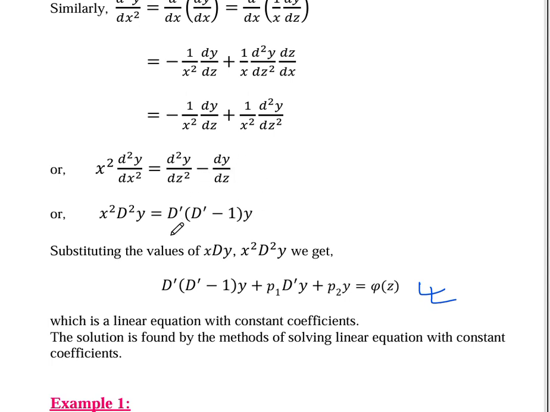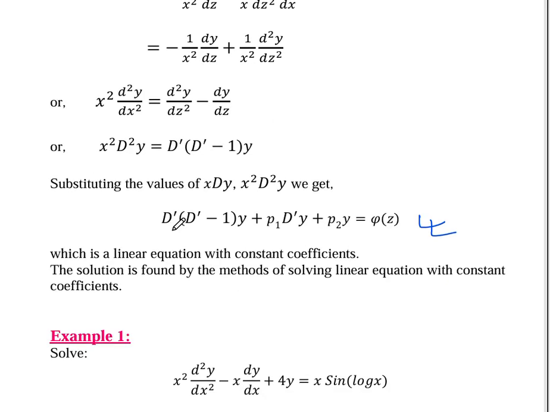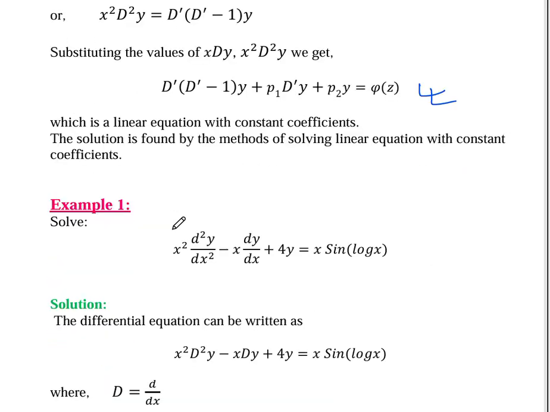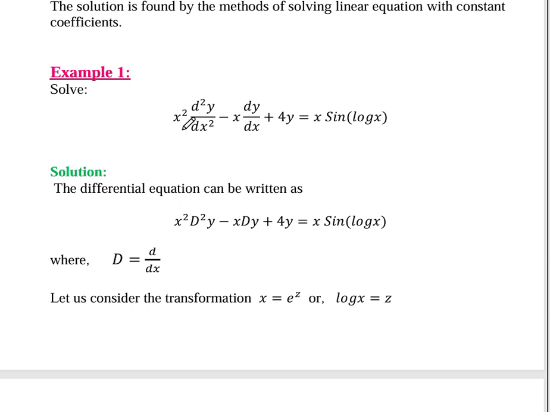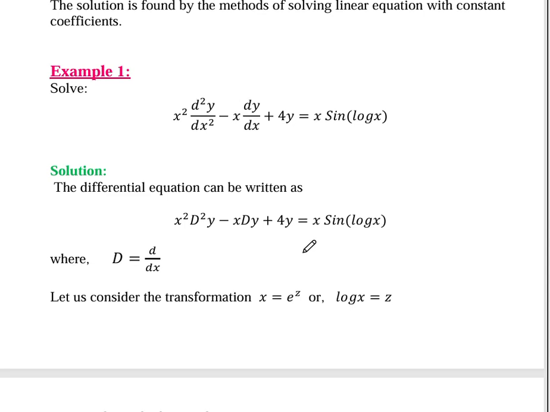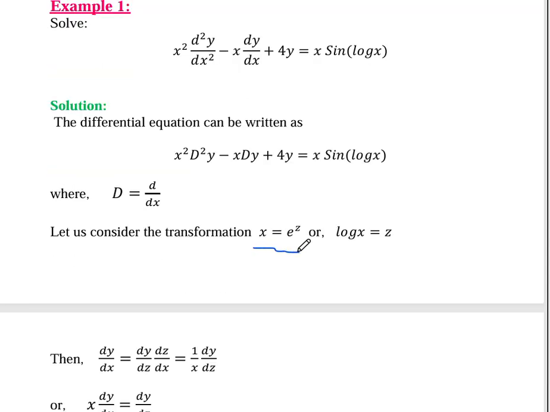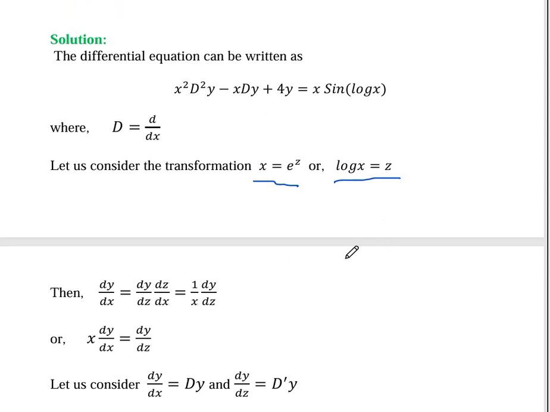So we have an example. If I show you one example, it would be clear to you. Just see the example. We have x squared d2y/dx squared minus x dy/dx plus 4y equal to x sin(log x). So we can rewrite the line as x squared D squared y minus x D y plus 4y equal to x sin(log x), since D equals d/dx. Now same as before, we take the transformation x equal to e to the power z, that means log x equal to z.